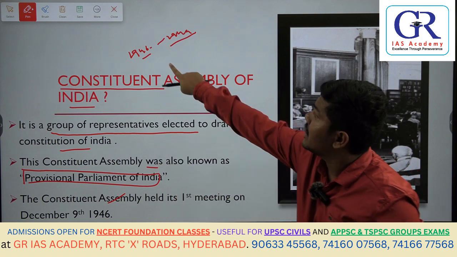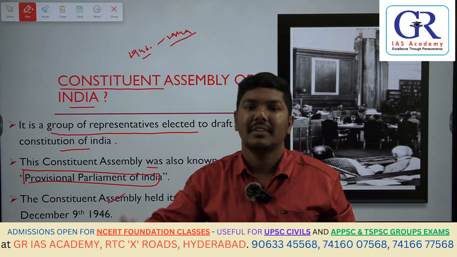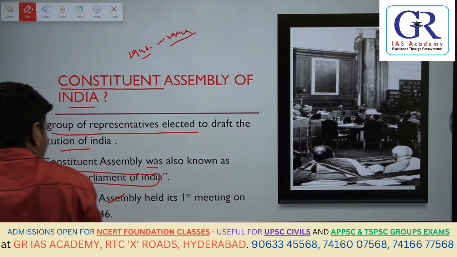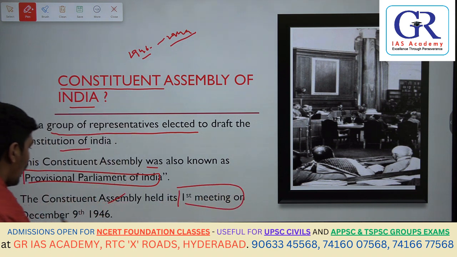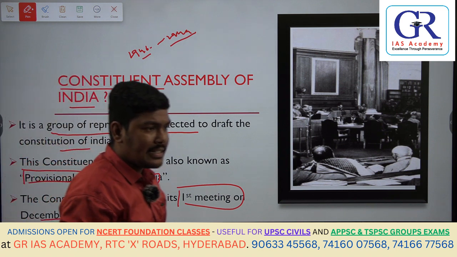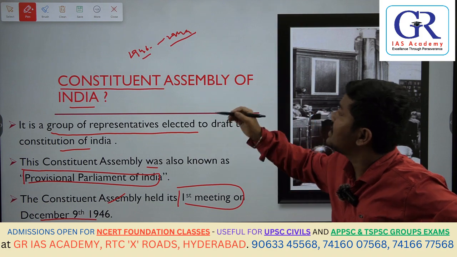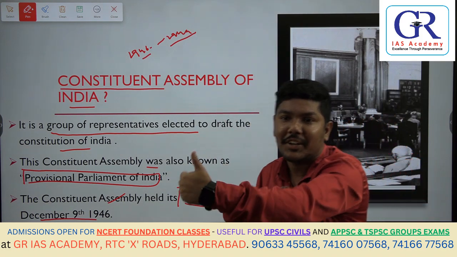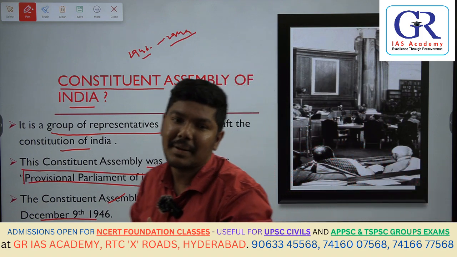It was constituted in 1946. When it adopted the Constitution, we will see next, and it was done in 1949. The same thing we have written here. It held its first meeting on December 9th, 1946. You may feel that these dates may not be required, but with respect to questions, they will ask you to arrange the orders chronologically. First meeting of the Constituent Assembly, Cabinet Mission Plan. This is how they will frame the questions.